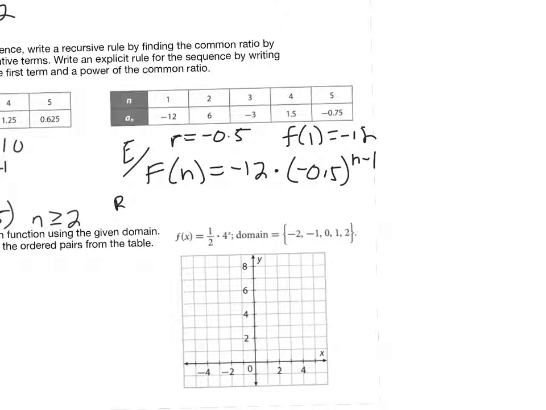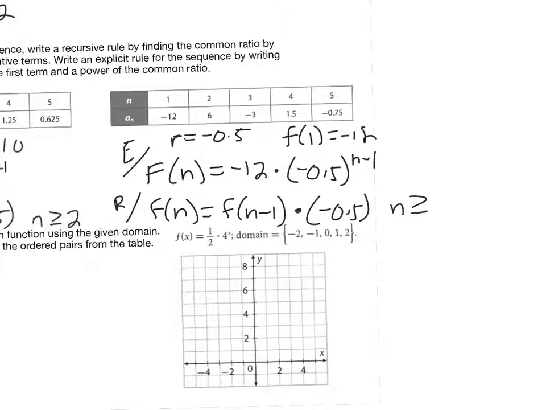For recursive, it would be f of n equals f of n minus 1, which means previous term, times your common ratio, which is negative 0.5. And that's for any n that's greater than or equal to 2.